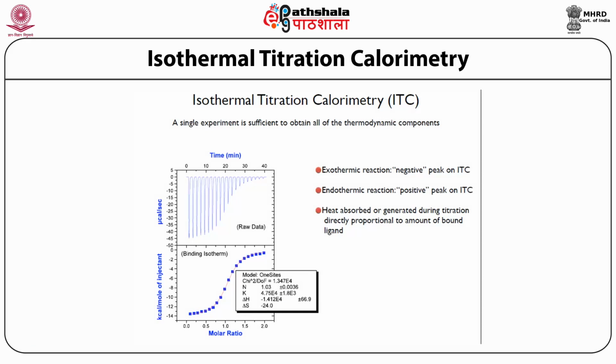Here we discuss again that ITC is a single experiment, which is sufficient to obtain all the thermodynamic components. The meaning of ITC data is simply this: for an exothermic reaction, a negative peak should be observed in ITC. For an endothermic reaction, a positive peak is observed, and the heat absorbed or generated during the titration is directly proportional to the amount of bound ligand. Based on that, we can understand the mechanism, calculate the binding affinity, and calculate the number of binding sites present in a particular receptor for the given ligands.